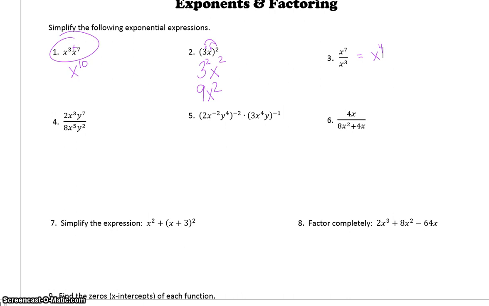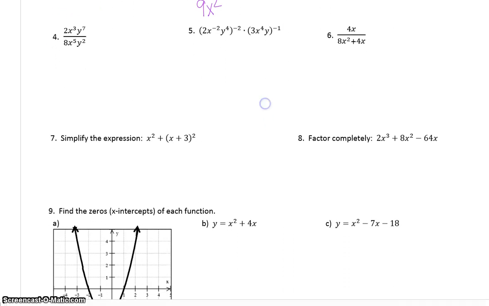Number 4, put some of this all together. Now what I want to draw your attention to is this 2 and this 8. Don't confuse those for using exponent rules. That is just a fraction that you're going to reduce like normal. So 2 goes into 2 once, and 2 goes into 8 4 times. Okay, so now let's look at our x's.